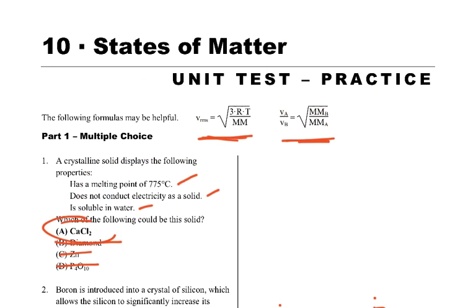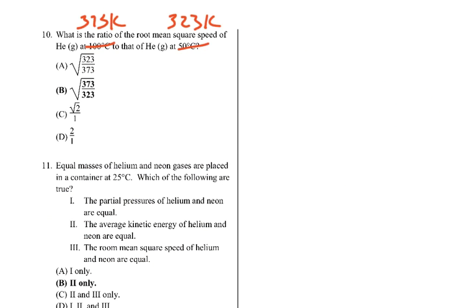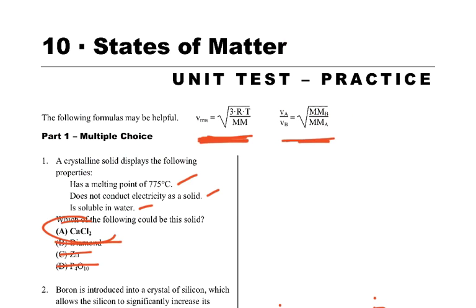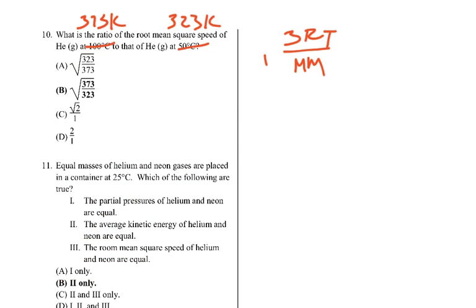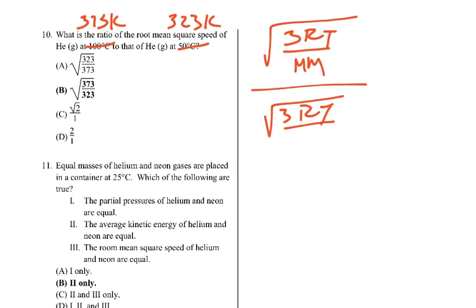Now we're going to go back to our first page where we see the root mean square formula. So the velocity is the square root of 3RT over molar mass. So we're going to have 3RT over the molar mass, and that's going to be the square root of that whole thing. And again, we're going to do the same thing. The difference is that this temperature up here on the top is going to be 373 Kelvin, and the one below it is going to be 323 Kelvin.